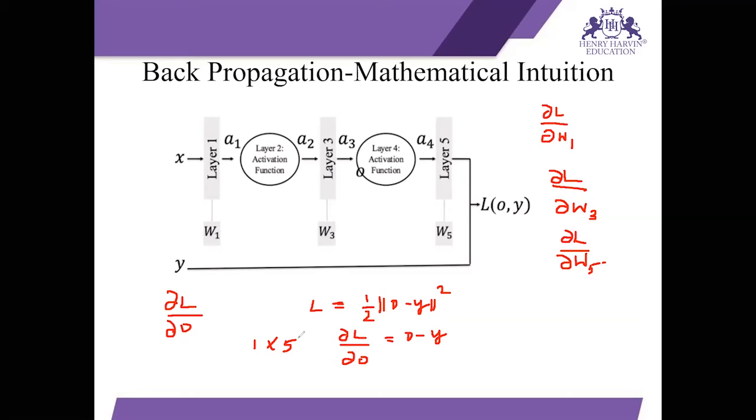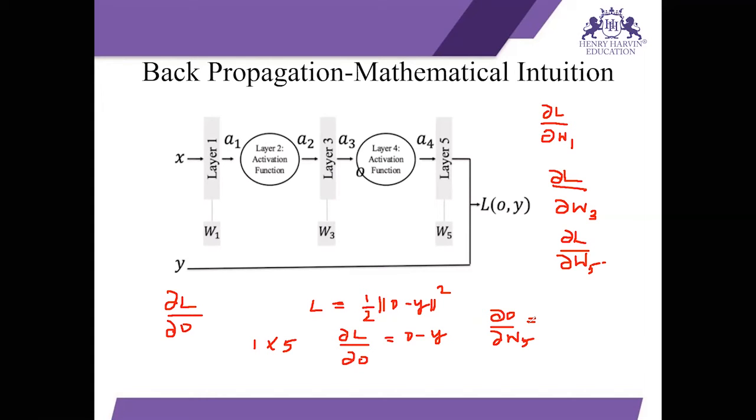Next, we also want to compute dou O by dou W5, right? So why are we doing this? That is really important to calculate. We know the function which computes O, which takes in A4 and W5. Hope that is clear to you. So let us find it now. It is very simple, but let us understand what this is actually doing.